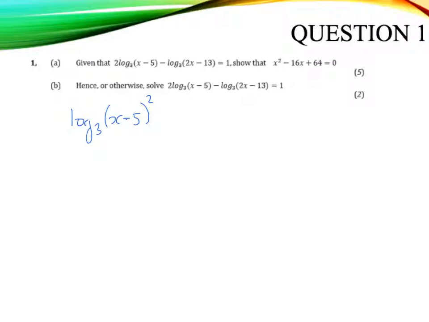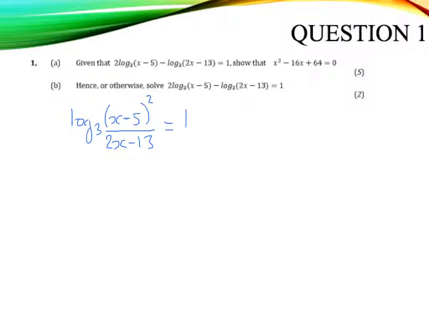What else can we do? Well, we can also see that this was minus log base 3 of something. And remember, if you've got a log with a base and the same base and it's minus, we can divide. So this is the same as writing all of this divided by 2x minus 13. Okay, so we've got it slightly tidier. Let's just make sure we still equal this to 1.